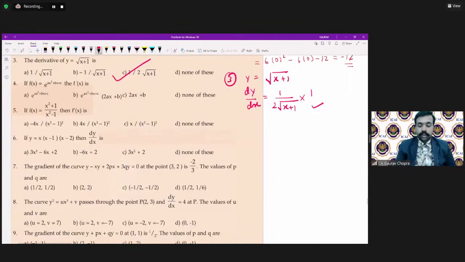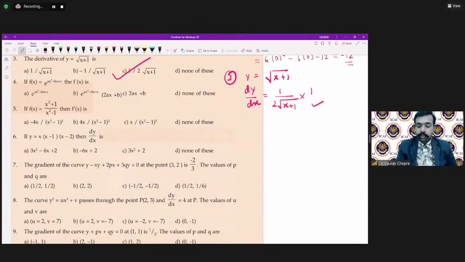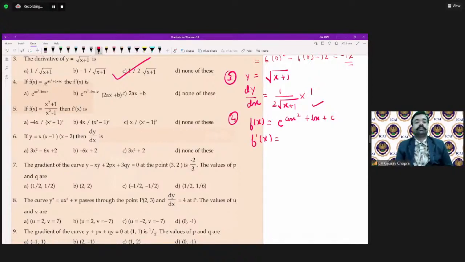Similarly, question 4. So many of the students get confused in this type of question. f(x) is equal to e to the power of ax square plus bx plus c, and we have to find f dash x.